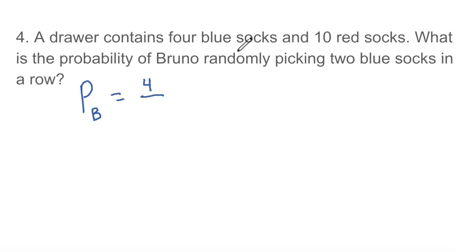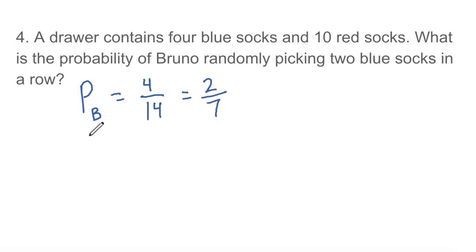And what are the total possible outcomes? Well, there are 4 and 10. There are 14 socks in the drawer. So this is going to be 4 over 14. We can reduce that to 2/7. Those are both even.